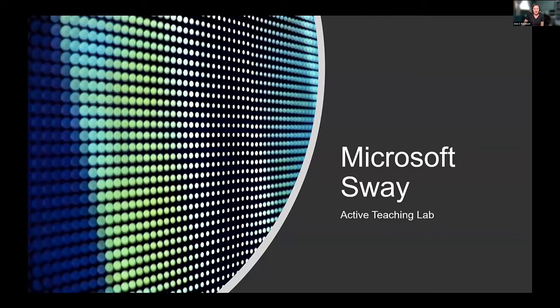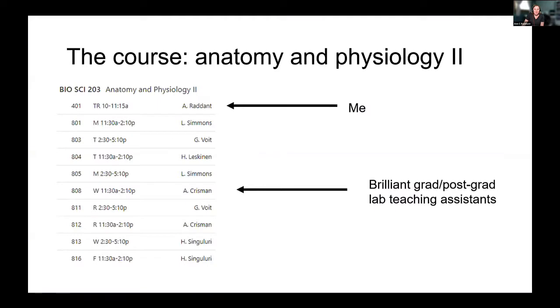It was kind of like, what happens if I do this? That worked out beautifully. So the course that I am using Microsoft Sway in is a course in anatomy and physiology. This is a lecture and lab-based course. So this is me. I teach the lecture section. And then these are all of the lab sections taught by brilliant graduate or postgraduate lab teaching assistants.